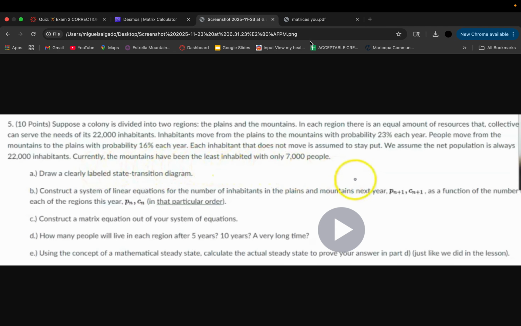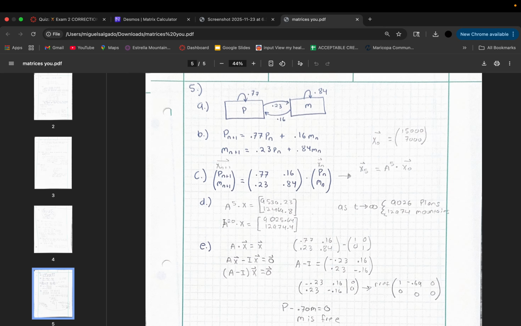A very long time. So what we're basically going to do is estimate. We're going to say 5 years, then 10 years, then 15 years, then 20 years. But all we really need to do is the initial ones they asked for, so 5 and 10. I didn't include the 10 in here, but the 5 and 10 are not so different. But if we know the actual steady state, which is when plains and mountains reach equilibrium, then as t approaches infinity, you get 9,026 people in the plains and 1,297 in mountains.